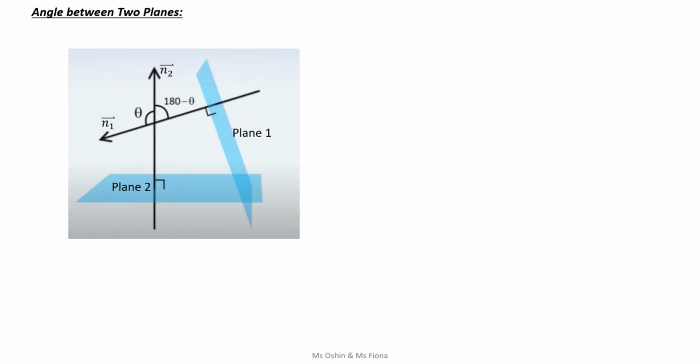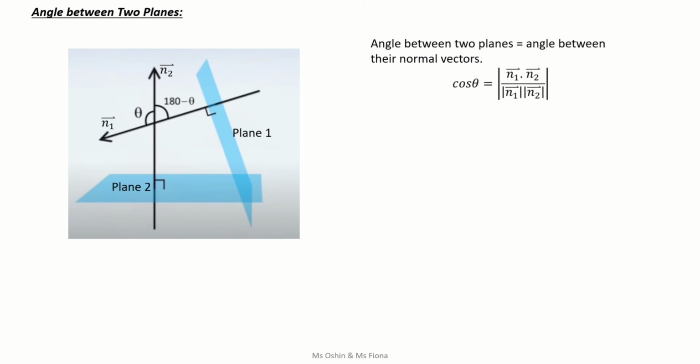Angle between two planes. Observe that the angle between two planes, plane 1 and plane 2, will be the angle between their normals. So let us consider n1 vector to be the normal of plane 1 and n2 vector be the normal of plane 2 as given in the figure. We have angle between two planes is equal to angle between their normals, which is given by cos theta is equal to modulus of n1 vector dot n2 vector divided by magnitude of n1 vector into magnitude of n2 vector.